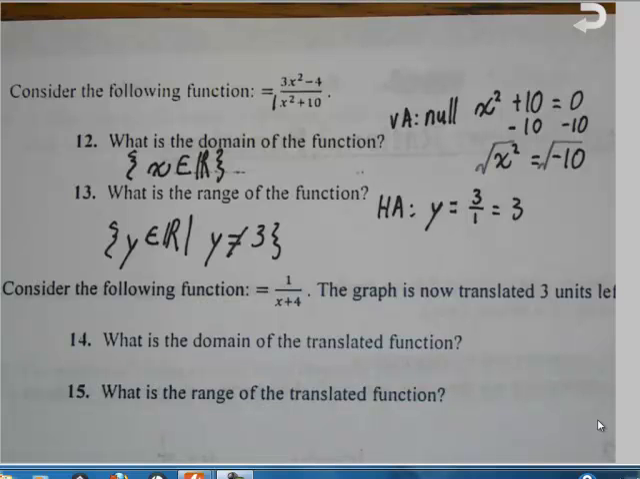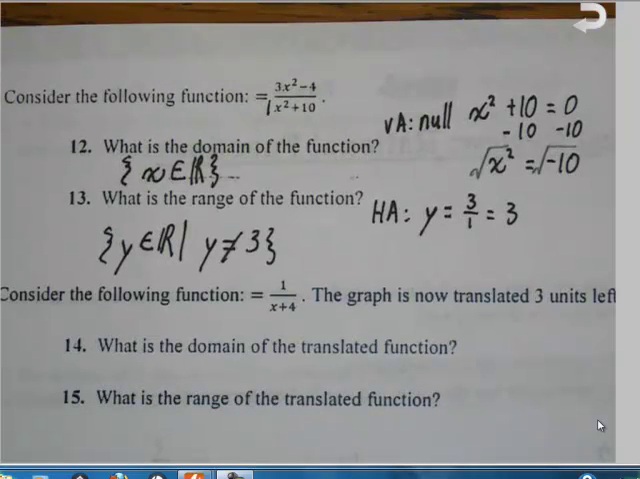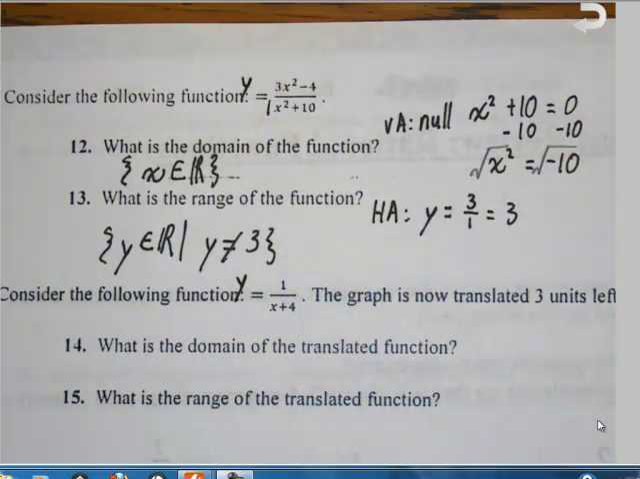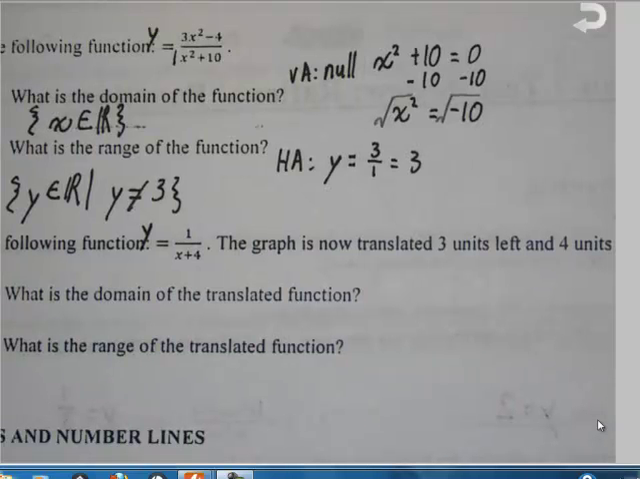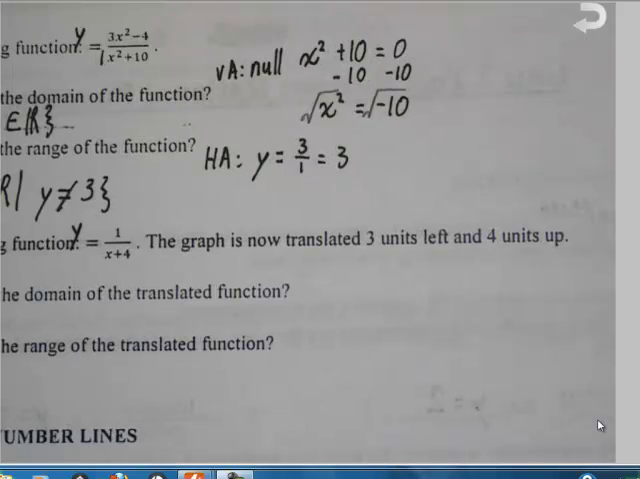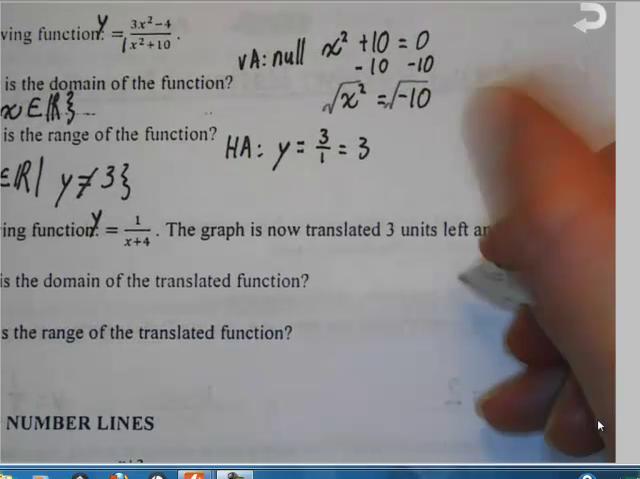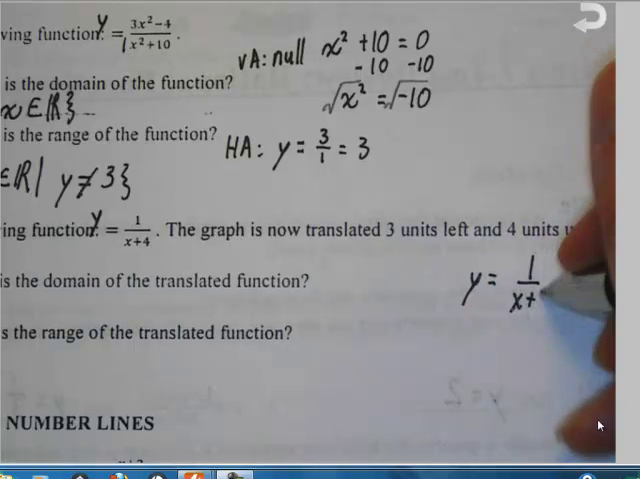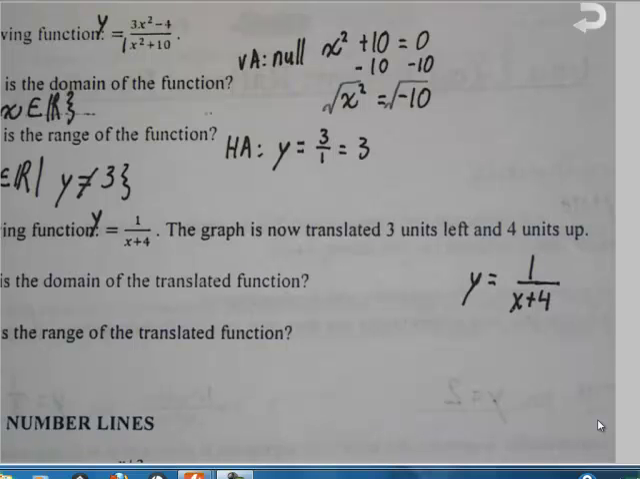Now, on to numbers 14 and 15. There was a little typo here. For some reason, the y equals didn't show up on either of these. I don't know why, but that's all right. And now you're being asked to translate it 3 units to the left and 4 units up. So we're going to take y equals 1 over x, and then translate it, and I'm going to use my pretty red pen to do that, 4 units up, so that means we have an outsider of 4, and 3 units to the left.